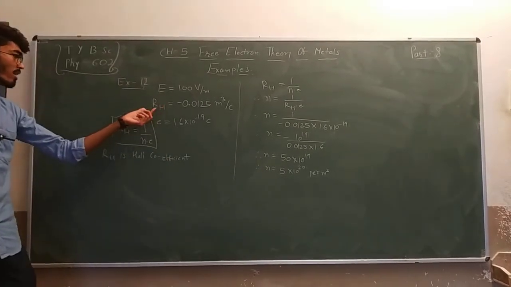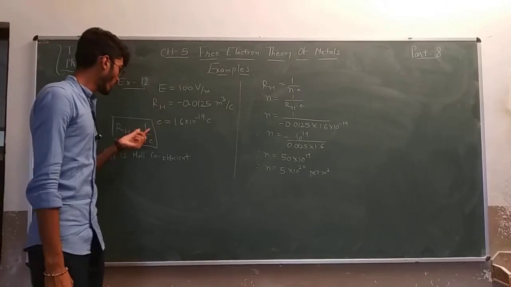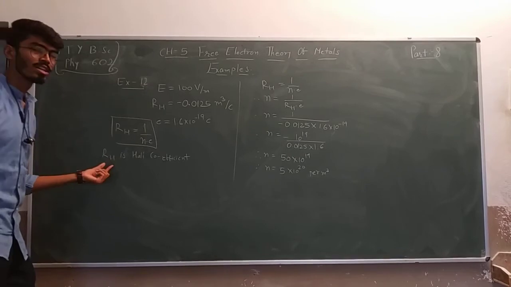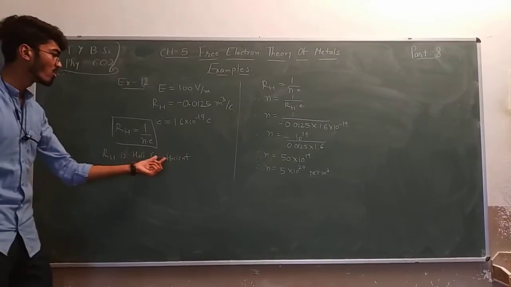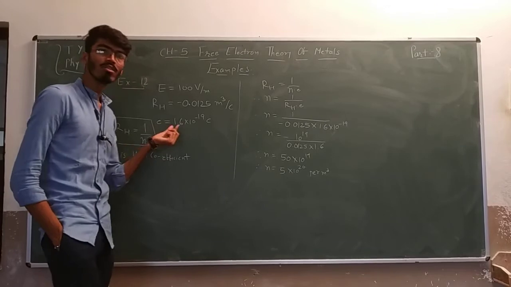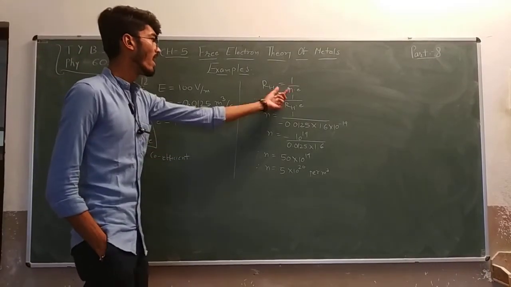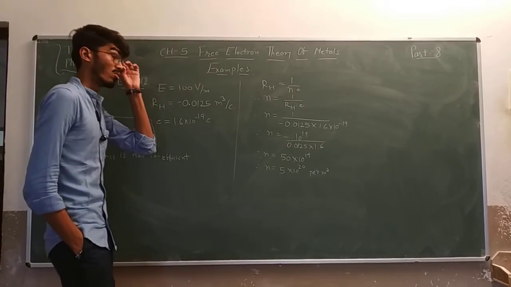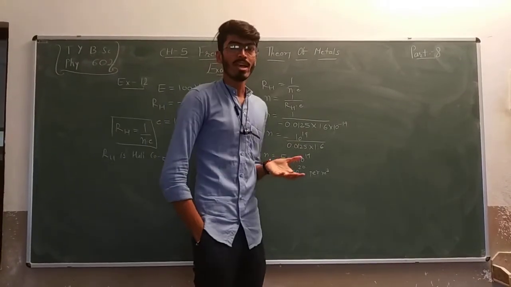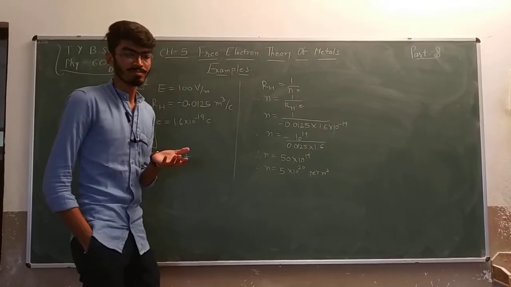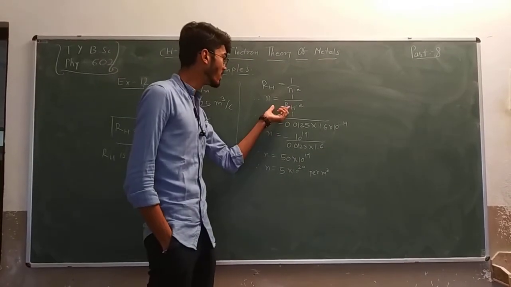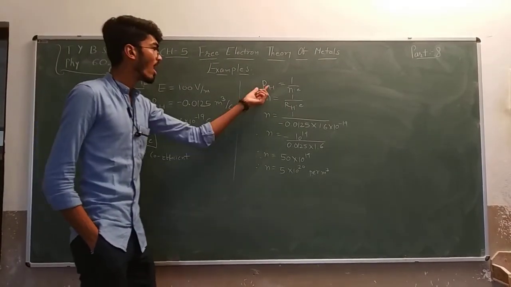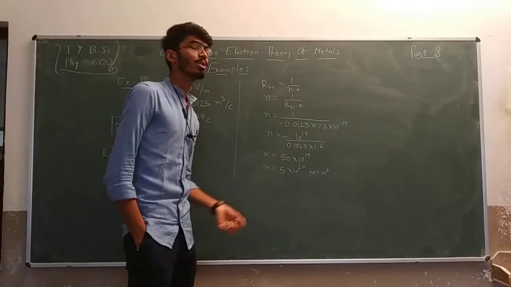So now what is the use of this? R_H is equal to 1 upon n into e. R_H is the Hall coefficient, e is the electron's charge, and n is the carrier concentration in the sample. In whatever sample we need the carrier concentration, we use this equation and find the value of carrier concentration.